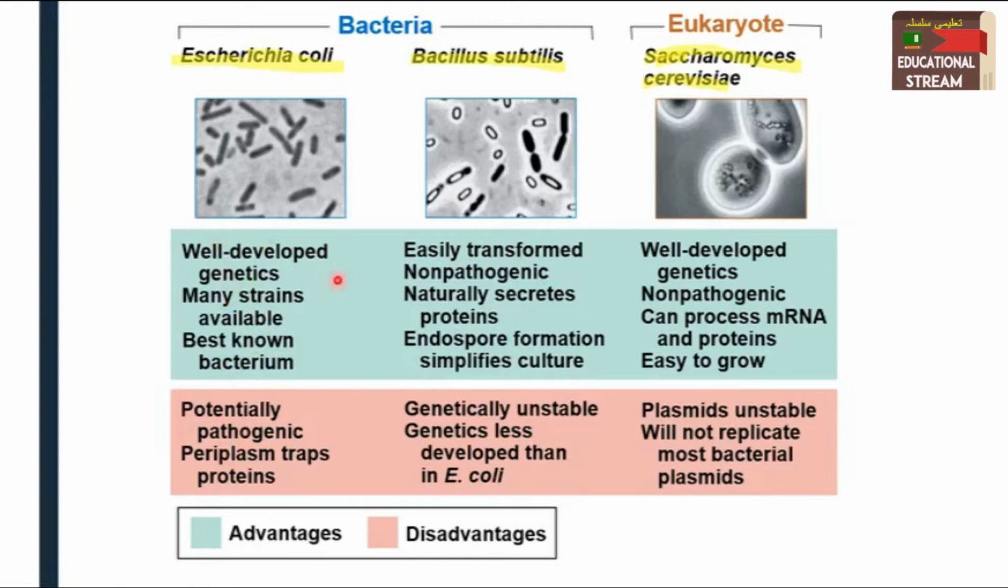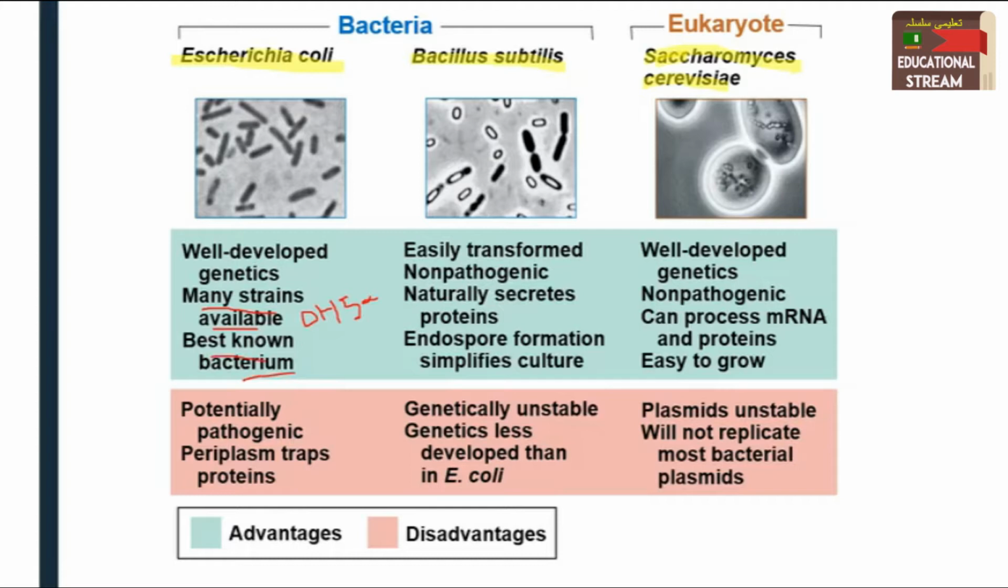So the advantage of E. coli is that its genetics is well developed. We know about the genetics of E. coli, on the basis of which many strains have been produced. So many strains of E. coli are available. I will give you an example of a strain which is used for cloning purposes: E. coli strain DH5 alpha. Similarly, many different strains have been developed, one is DH10 alpha, and many more. This is the best known bacterium and the most commonly used host.